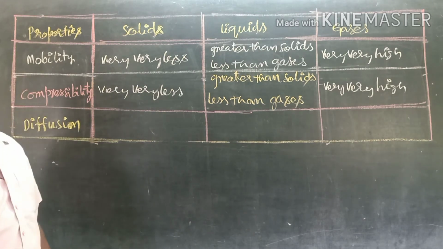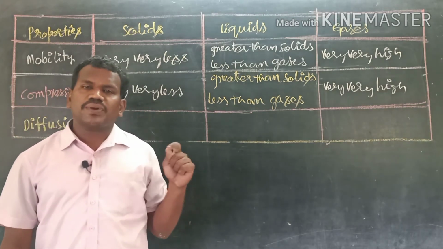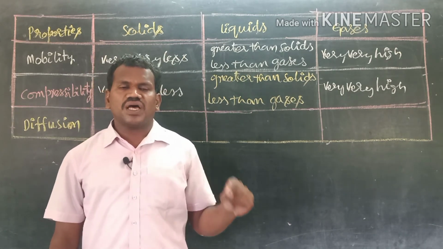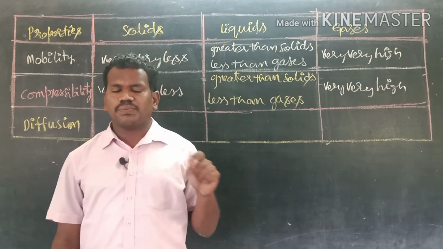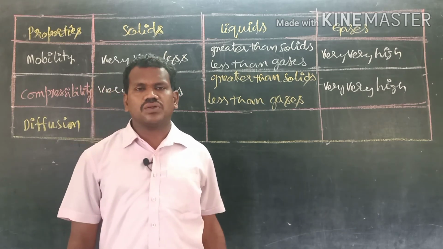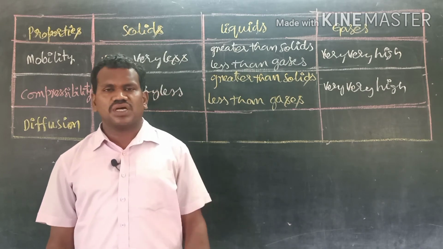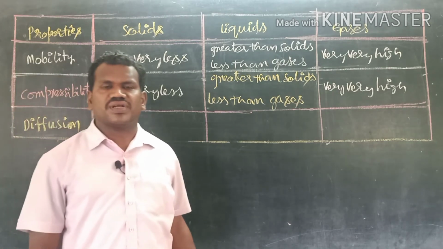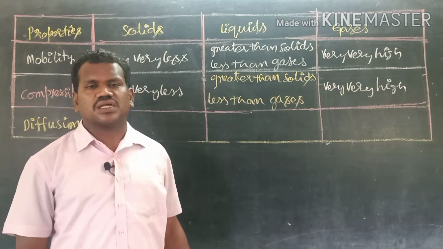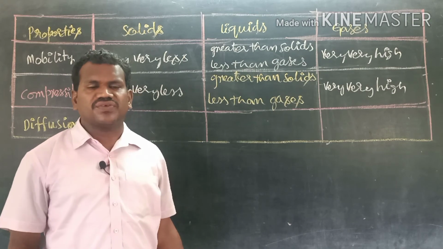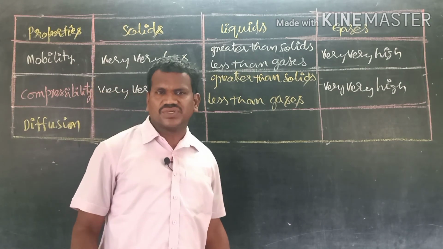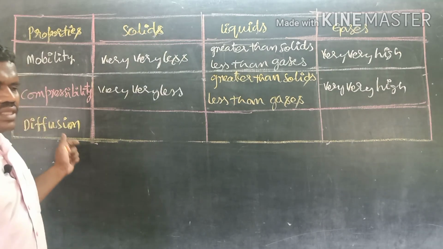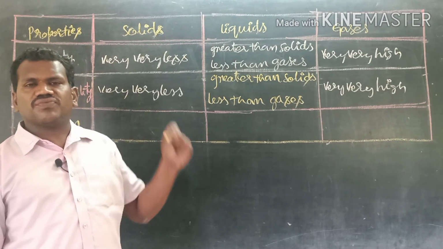Diffusion. What is the meaning of diffusion? The process of spreading of molecules from one place to another is called diffusion. Various examples are there for diffusion. Later we may discuss the basic properties of diffusion in the next videos with an activity also. Right, good. Now first of all, what is the meaning of diffusion? The process of spreading of the molecules.